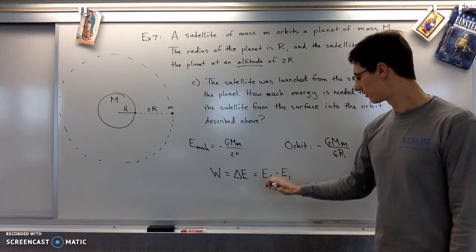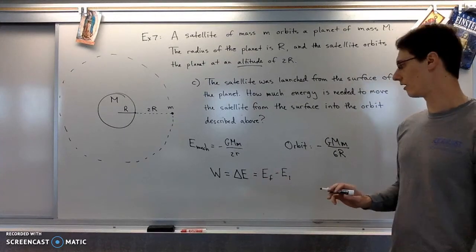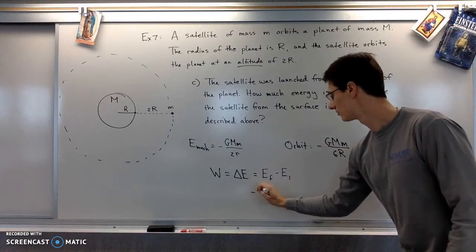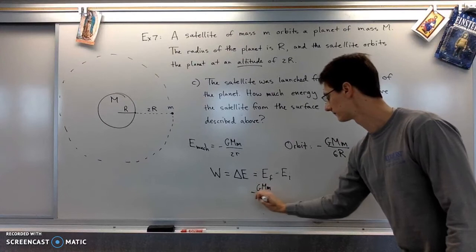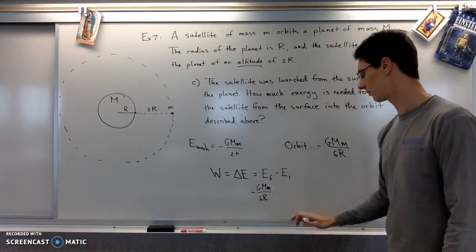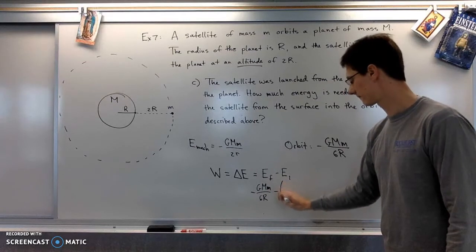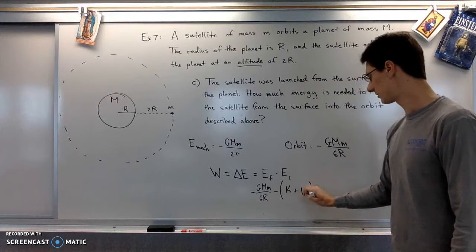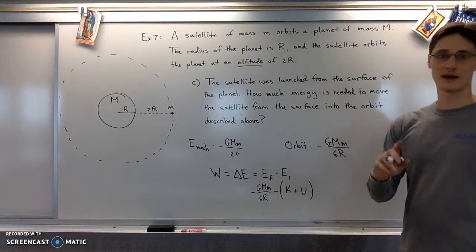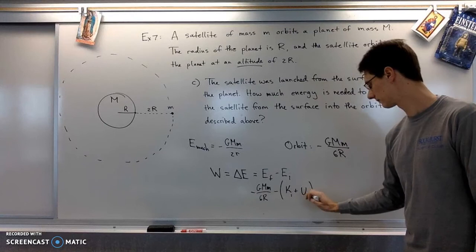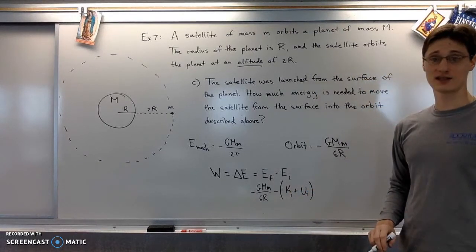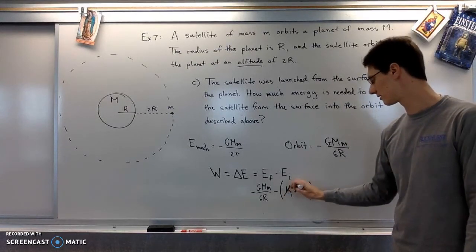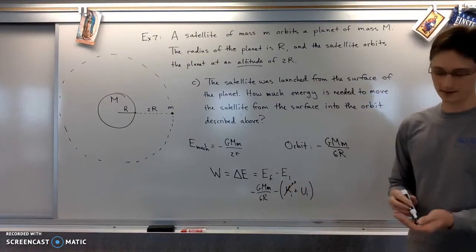The final energy, we already worked out what that was. The sum of the kinetic and potential energy is negative GMm over 6R. For the initial energy, in general, you're going to be able to say some amount of kinetic, some amount of potential. Assuming that the satellite starts at rest on the surface of the planet, the initial kinetic energy is 0. Don't care about that.